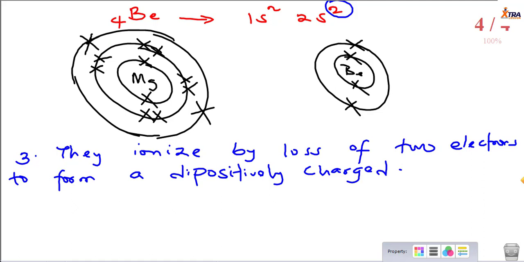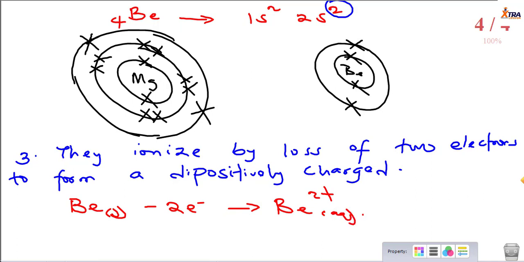So when we take the chemistry of that, what do we have? It means that beryllium, solid, will lose 2 electrons to form a dipositively charged ion. And of course, you know that ion will be dissolved in its solution, aqueous. And then here, if you rearrange that, you have Be(s) → Be²⁺(aq) + 2e⁻. All right, so this is an ionization of the group 2 element beryllium. It has lost all of its 2 valence electrons to form a dipositively charged ion.